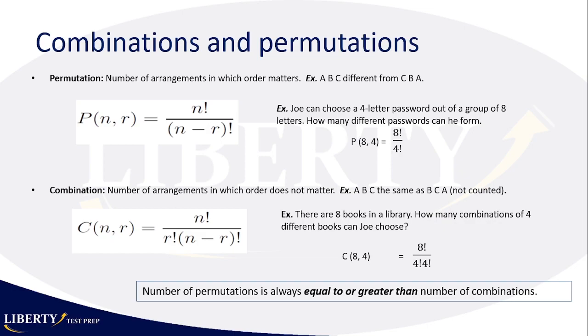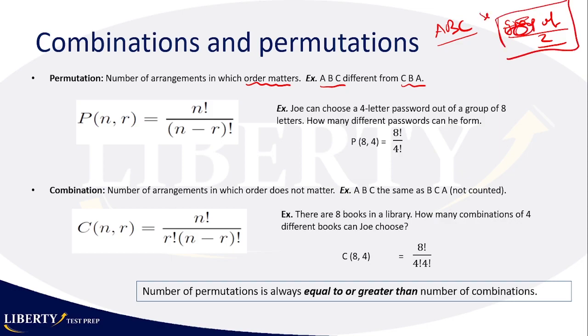A permutation is the number of arrangements in which order matters. Example, ABC is different from CBA. So if they tell you in how many ways you can arrange ABC, or let's say in how many ways you can pick a group of 2. Let's call this a selection of 2, and the group would be ABC. So you have a group of 3 and you want a selection of 2, okay?